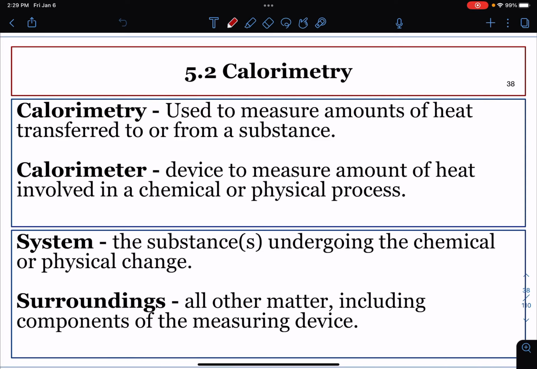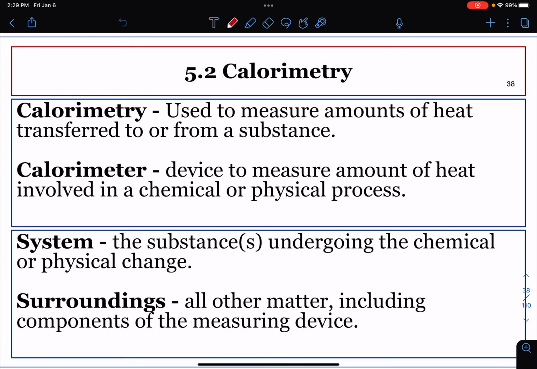In this video, we will be learning about calorimetry, which is a technique used to measure the amount of heat that is transferred from one substance to another. A calorimeter is the device that we use to measure this heat that is being transferred in a chemical reaction or a physical process. The two things that are doing the transferring are the system and the surroundings.